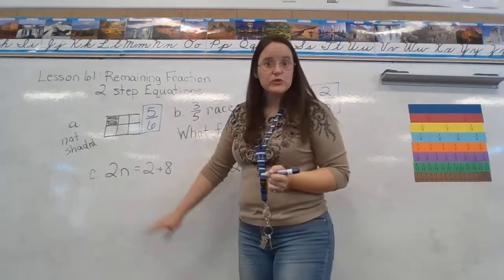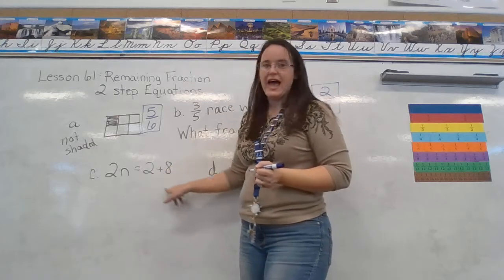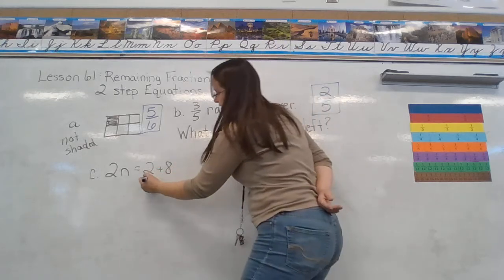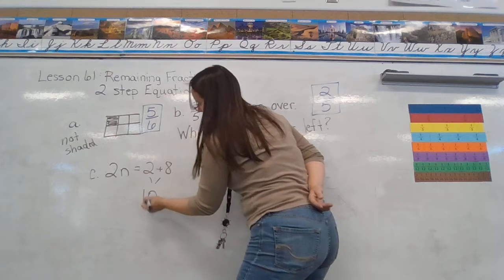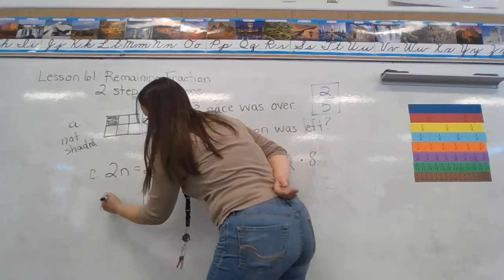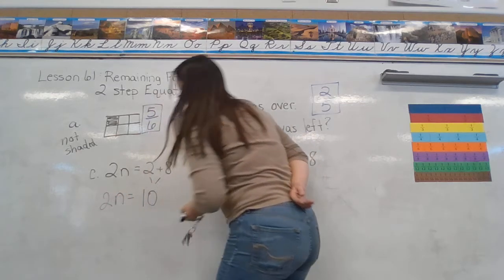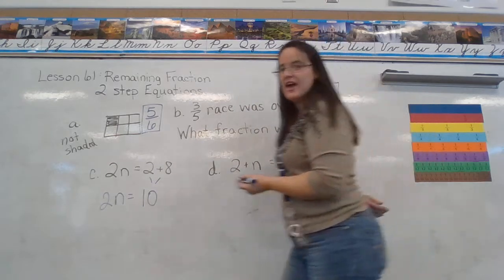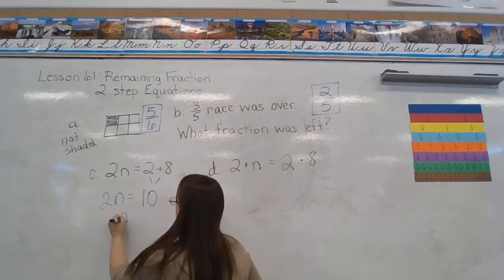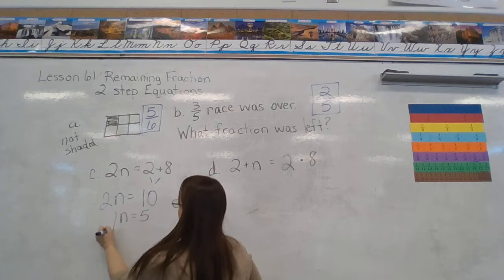All right, here are 2-step equations. Hopefully you added 2 plus 8 first. You would get 10. So 2 times what number equals 10? Our n is 5.